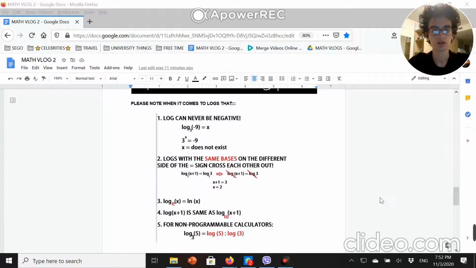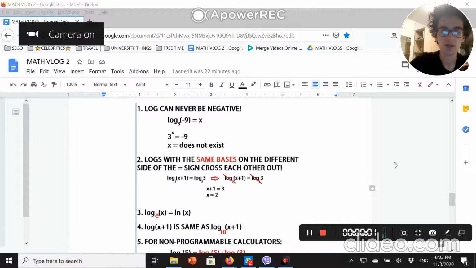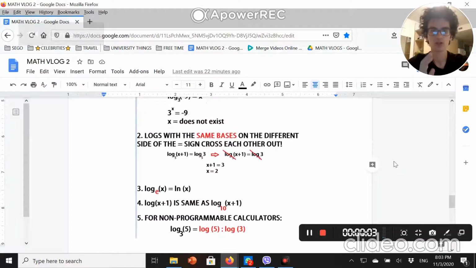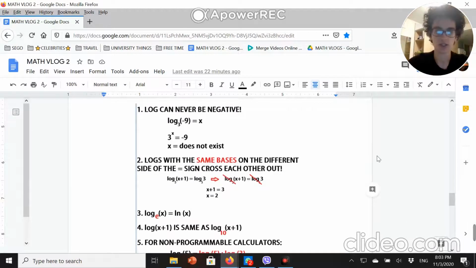These are just 5 little points that I want to make for you guys. So first of all, and something that you really need to be careful about, is that log should never ever be a negative number. And why is that? Let's take a look at this example.